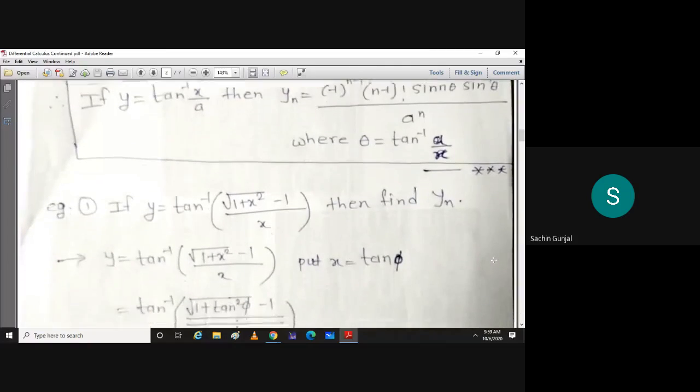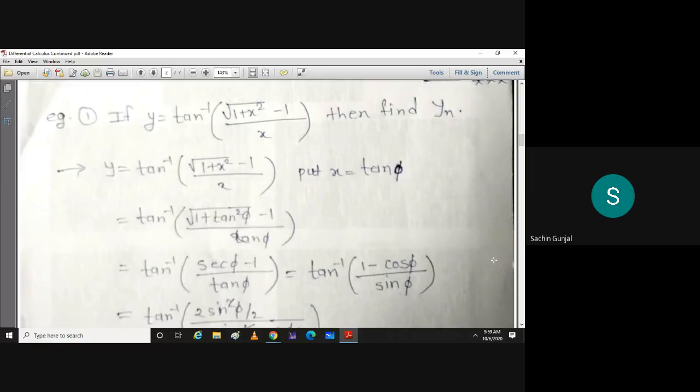So using this, we are going to simplify few problems, and then we are going to find nth derivative. All right. So if y is equal to tan inverse of under root 1 minus x square minus 1 upon x, then find its nth derivative. Okay, so obviously looking at this y, you can't think of y1, y2, y3 and then generalize yn, isn't it? It won't be that much easy, right?